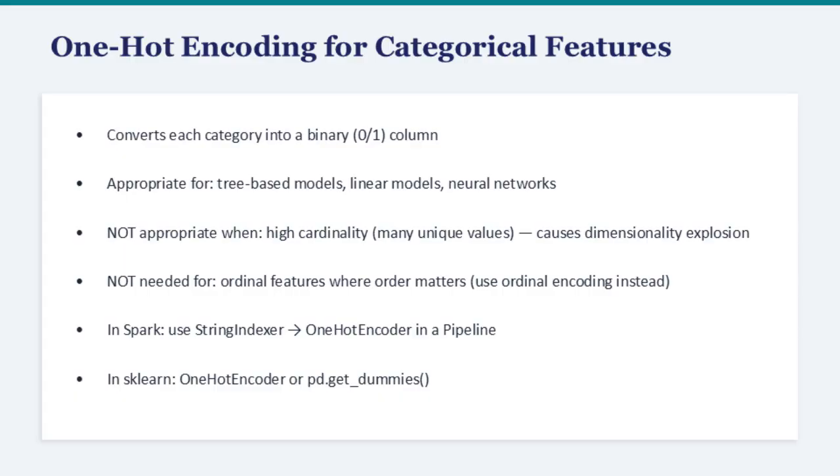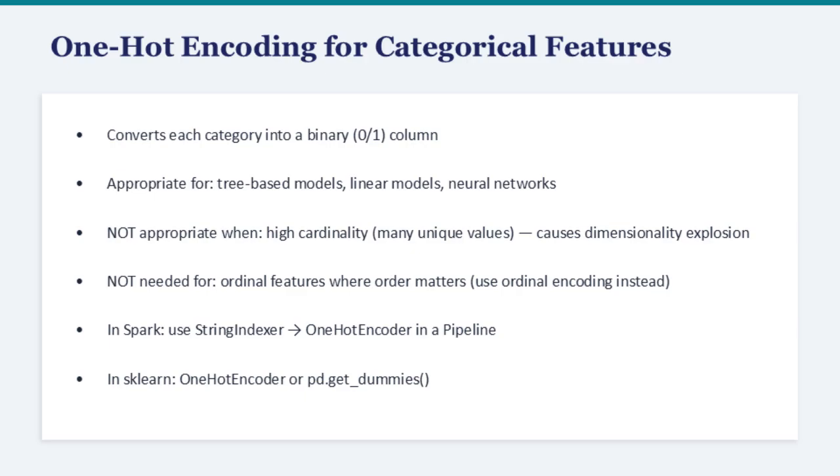The second point is when it is not appropriate. When the feature has high cardinality, meaning many unique values. If a feature has thousands of unique categories, one-hot encoding will create thousands of new columns, causing a dimensionality explosion that hurts your model performance and increases the training time as well.